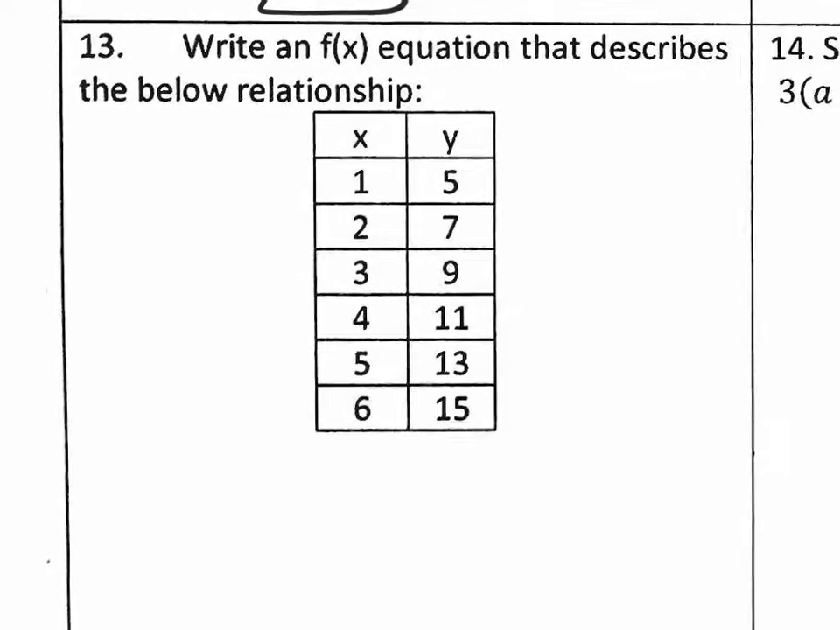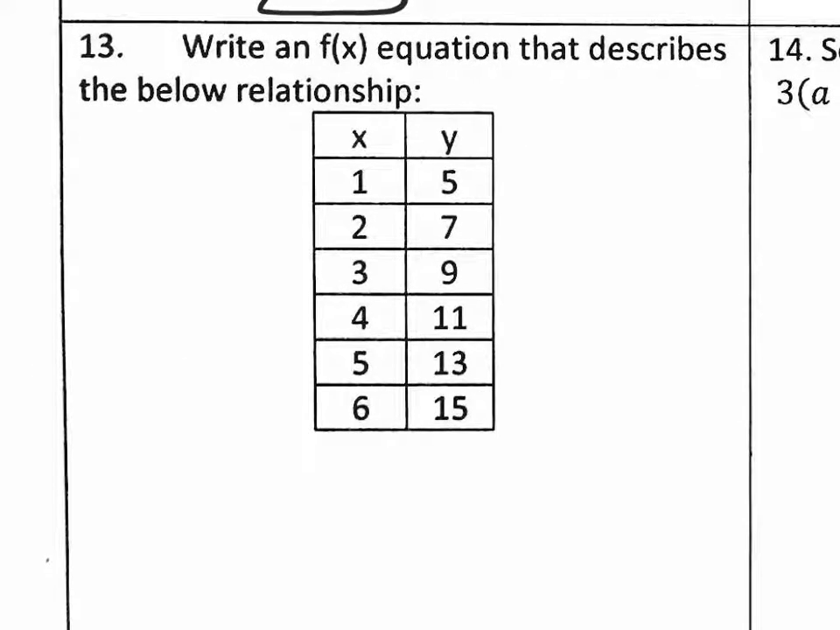All right, number 13, write an f of x equation that describes the below relationship. Now, there's many ways of doing this. If we look at the XY table, we really have an input-output table. That means I plug in a 1, I get out a 5. I plug in a 2, I get out a 7. So I'm going to try to teach you different ways of solving this, right?